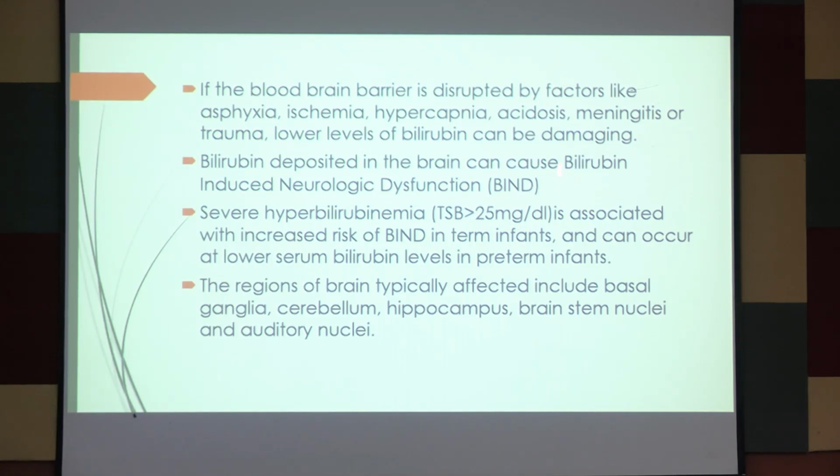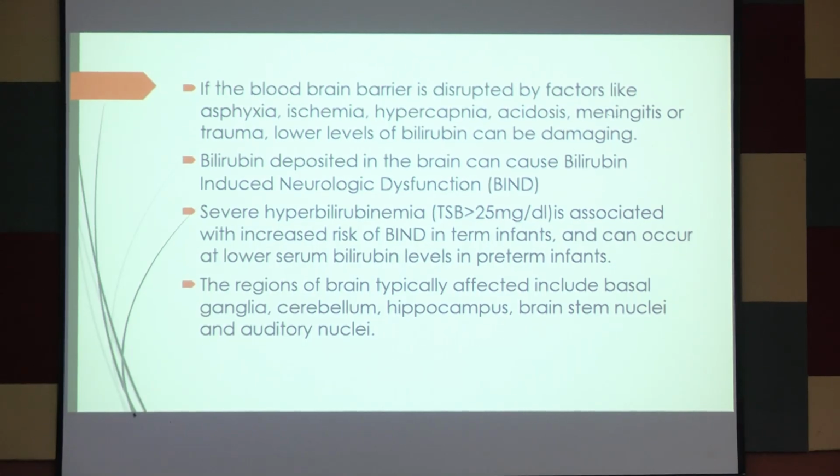Now, bilirubin crosses the blood-brain barrier and is deposited in the brain, and can cause bilirubin induced neurologic dysfunction. What are the regions affected? Basal ganglia, cerebellum, hippocampus, brainstem nuclei and auditory nuclei. So, this is important. What are the regions of brain that are affected in acute bilirubin encephalopathy? Most common is basal ganglia. Other regions: cerebellum, hippocampus, brainstem nuclei and auditory nuclei.